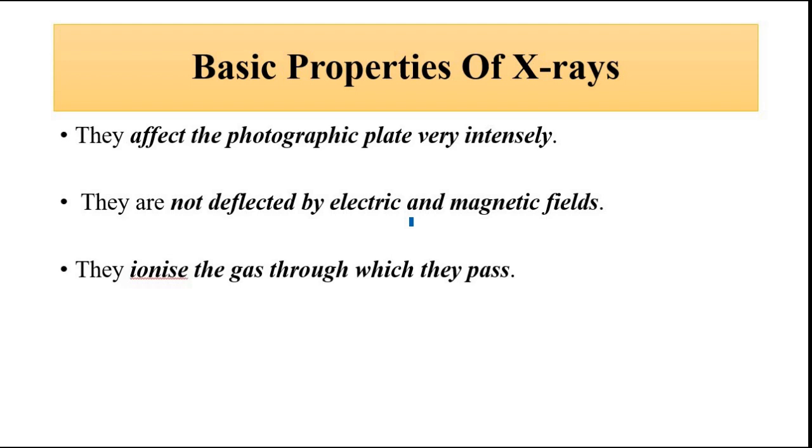Only similar thing is both gamma rays and X-rays are not deflected by electric and magnetic fields. So if X-rays are passed through a medium where both electric and magnetic fields are there, they will go undeflected, undeviated. Okay, these are the basic properties of X-rays.